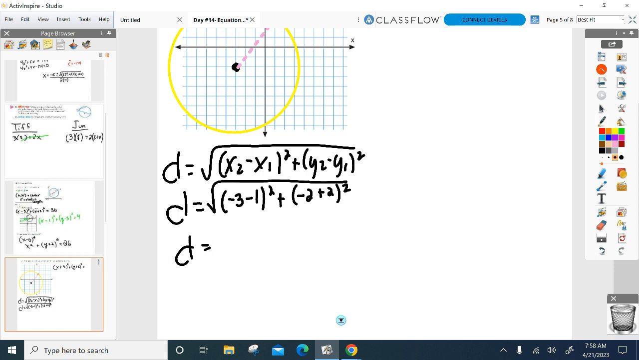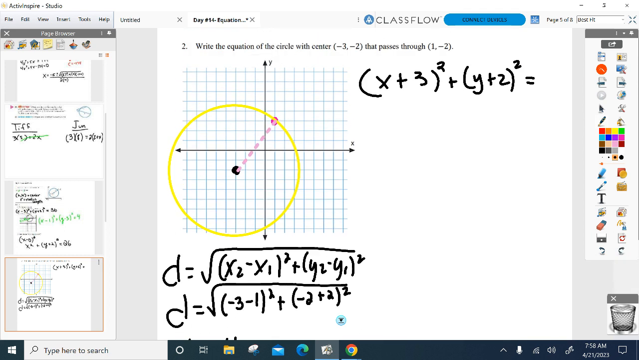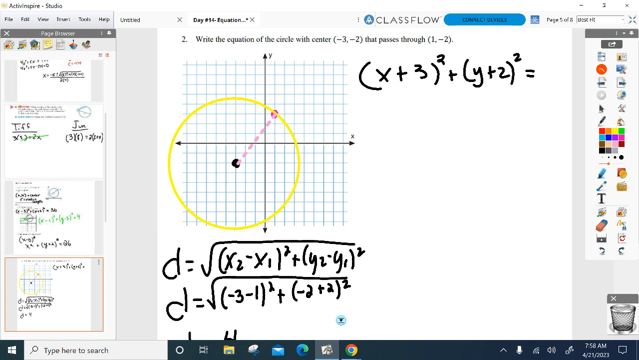How long was that radius? 4? Everyone's getting square root of 16, 4? No? You get 0 here, so I'm not even looking here. You get 0 here, done. You get -4 here. You used the wrong coordinates. You used one -2 there. It's 1, 3. Oh, thank you. Son of a gun. It's 1, 3, right? Okay, so let's try that again.